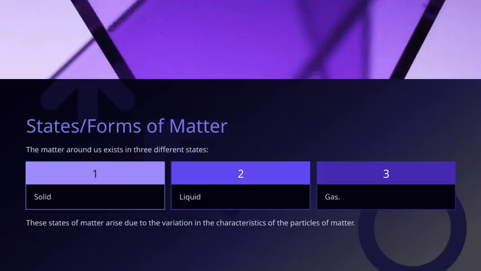Today, let's explore the states and forms of matter. The matter around us exists in 3 different states, which are solid, liquid, and gas. These states arise because of differences in the characteristics of the particles that make up matter.